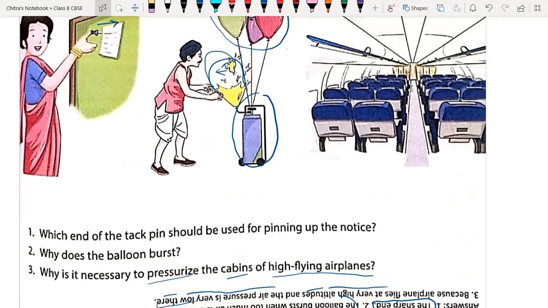On the surface we are used to one atmospheric pressure, which is applied by the atmospheric air. The same air pressure has to be present inside the cabin, because when we go up, air pressure decreases. Due to the decrease in air pressure, our arteries and veins are going to inflate and may burst. To prevent that, air is pressurized inside the airplane cabin so that we can feel normal. Everyone, it is a very important concept we went through here.